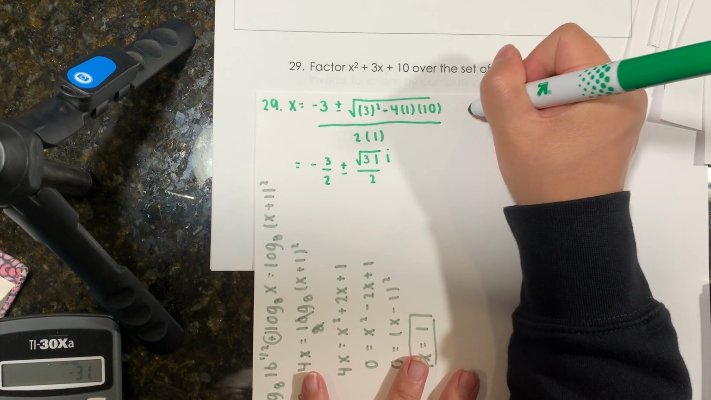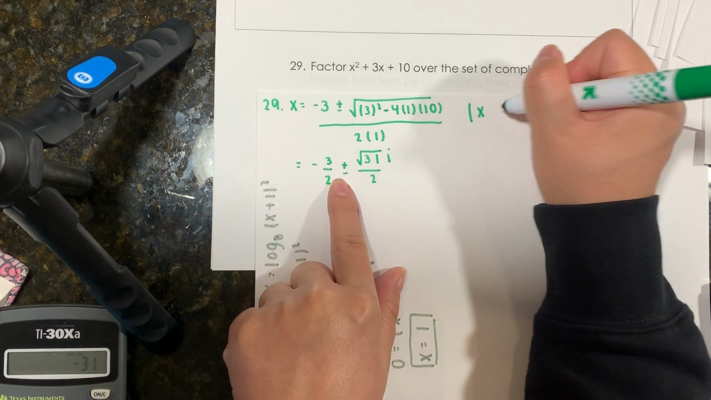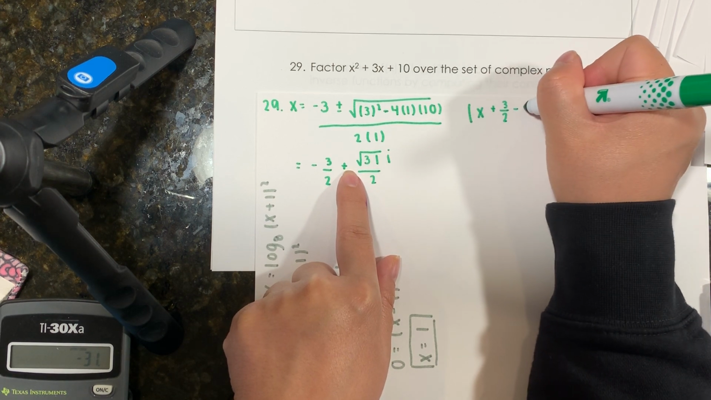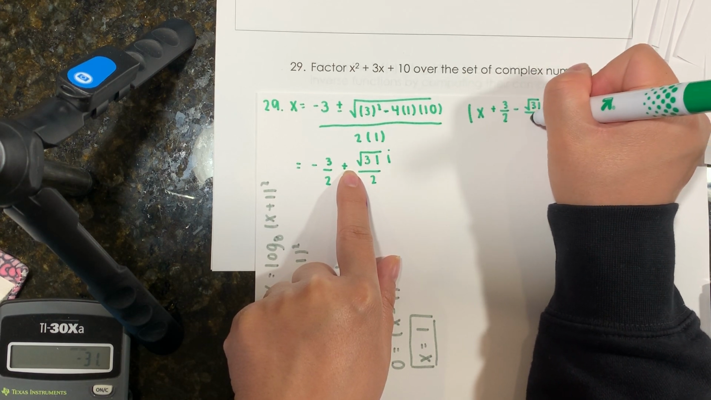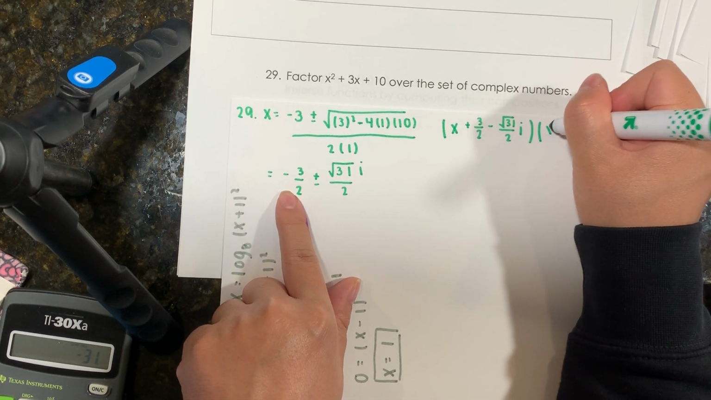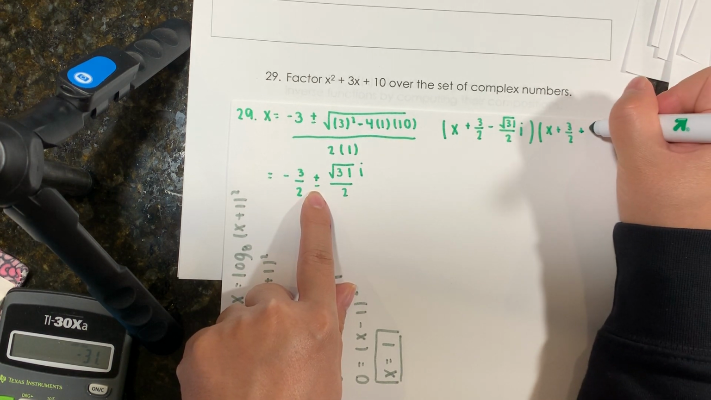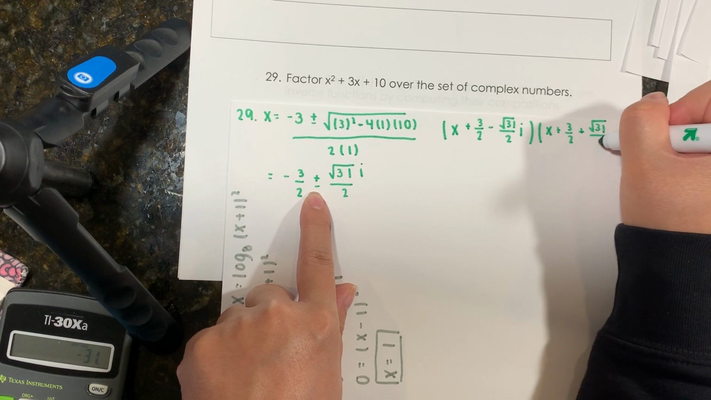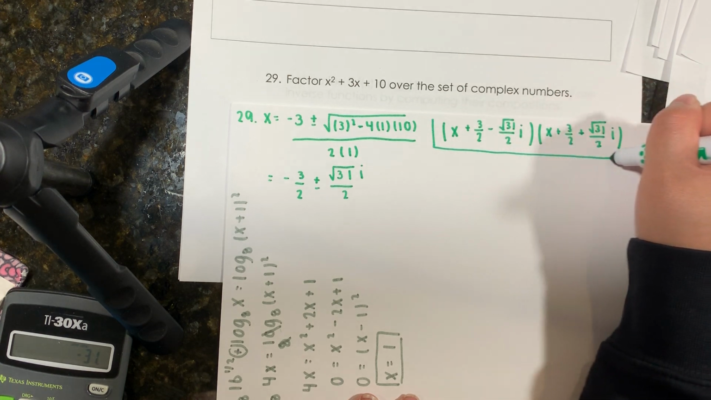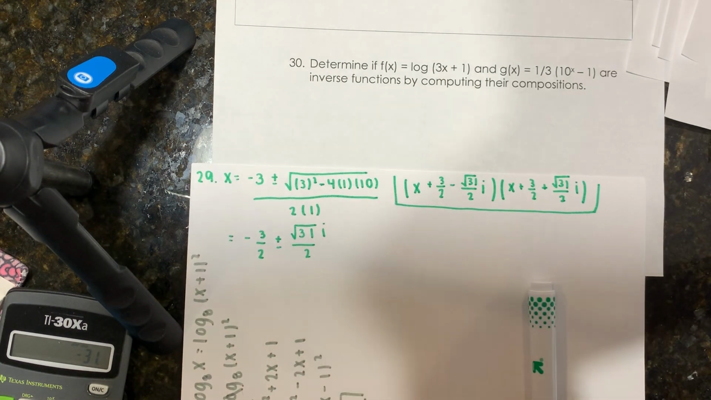And your answer is just going to be x minus root times x minus root is equal to 0. So this -3 over 2 becomes +3 over 2. The positive root 31 turns to -root 31 over 2i. Again, the negative 3 over 2 turns to positive 3 over 2. And then negative root 31 would turn into positive root 31 over 2i. And that's your result for number 29. So solve for the roots of the equation first, and then you can just plug it into that formula.